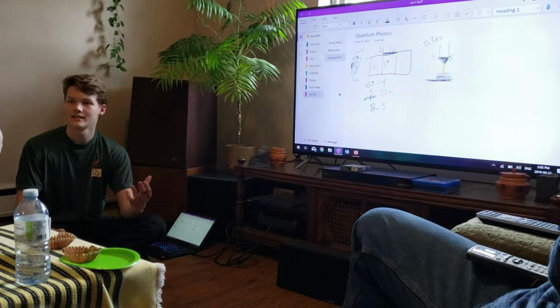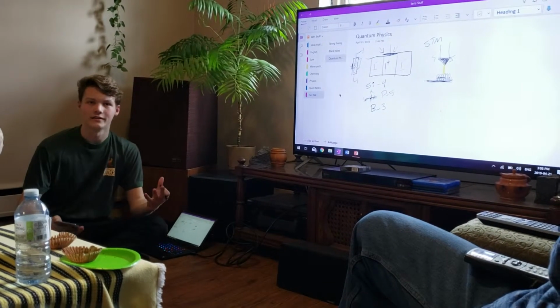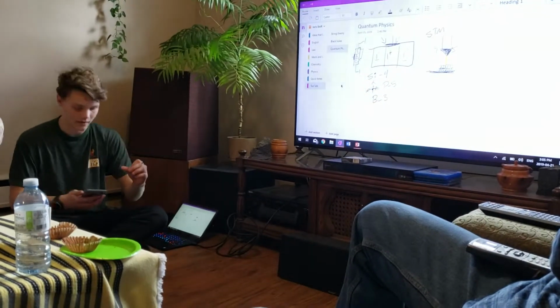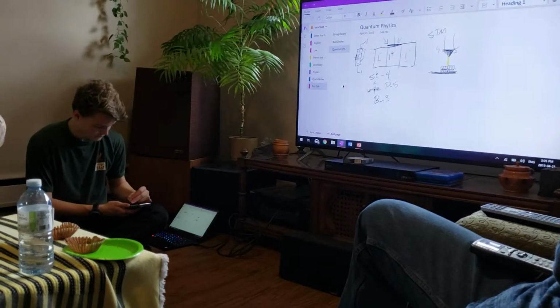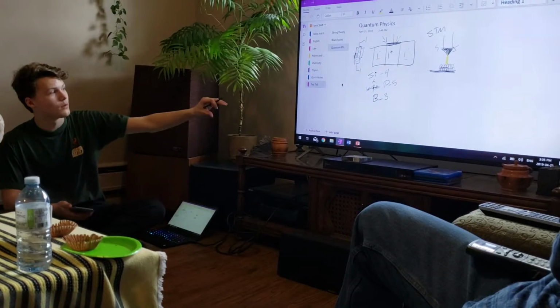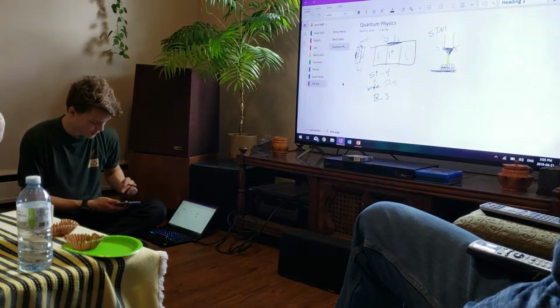So about the size of a silicon atom, or greater. It's very, very small. And basically, what we are detecting here is, if we draw a little.